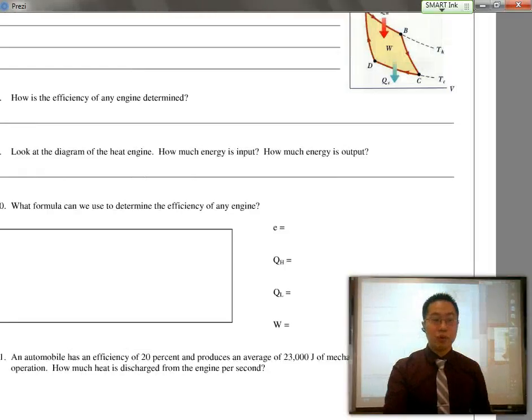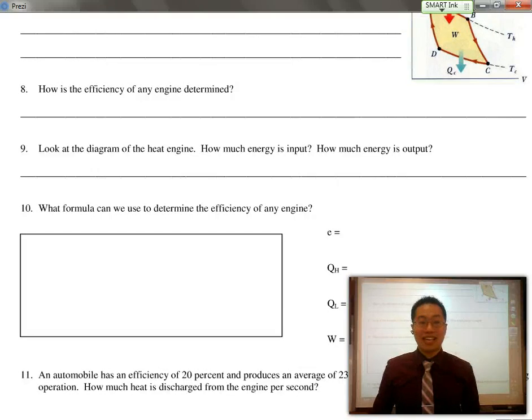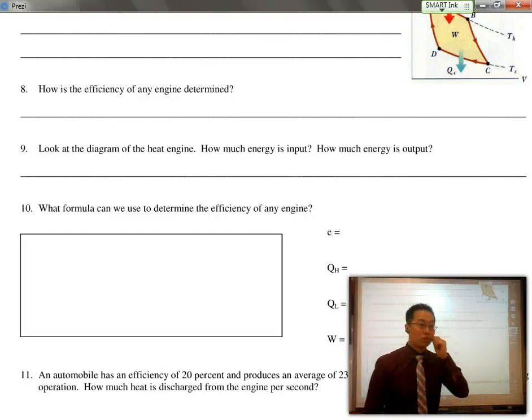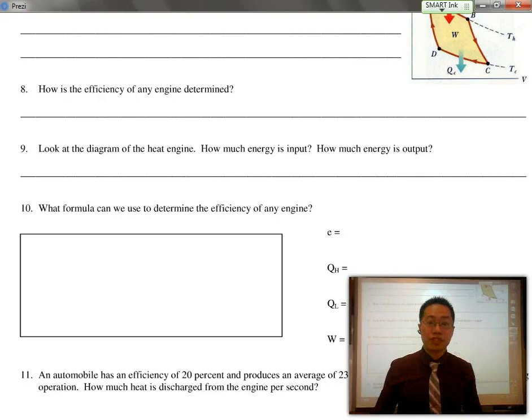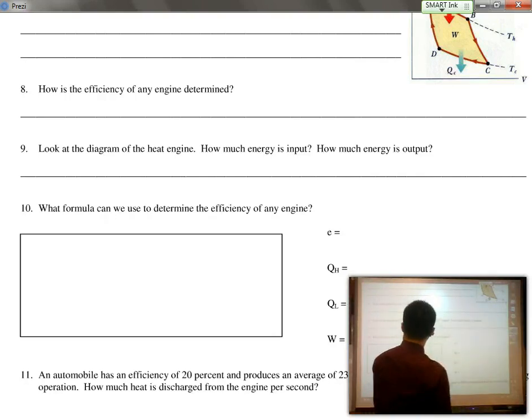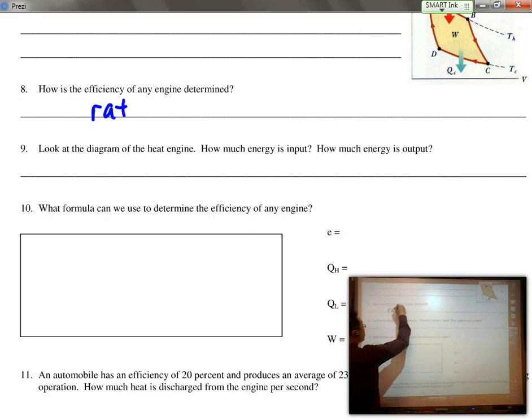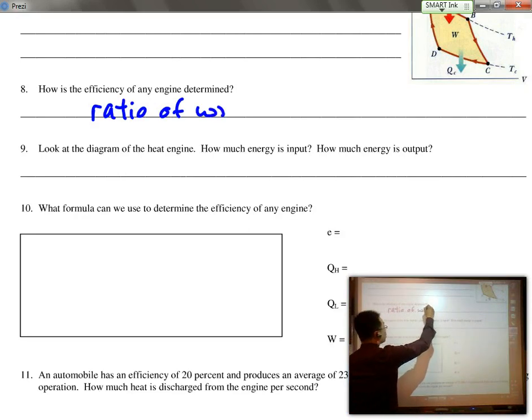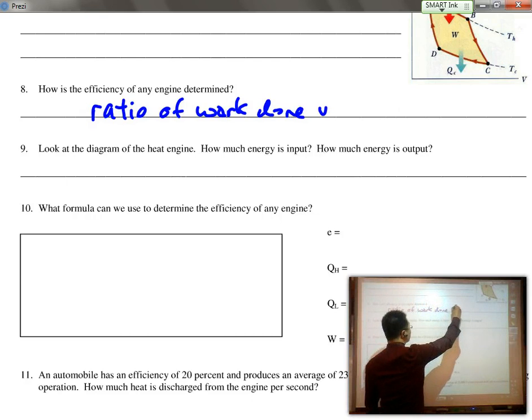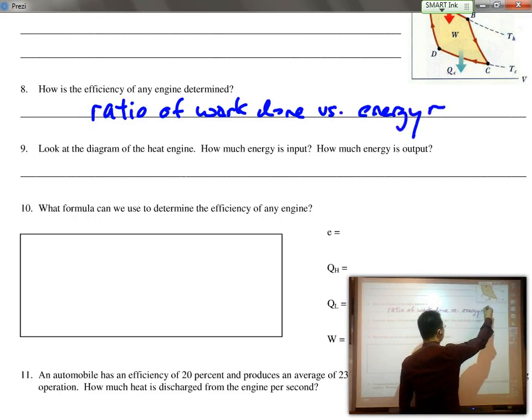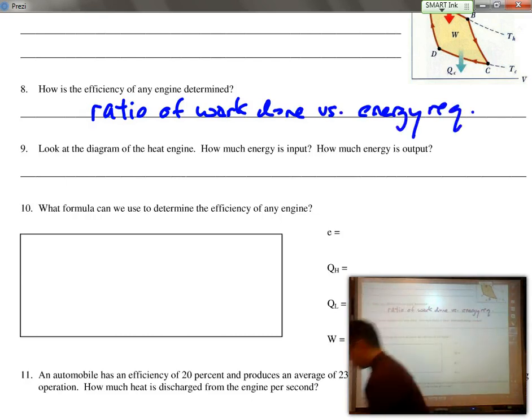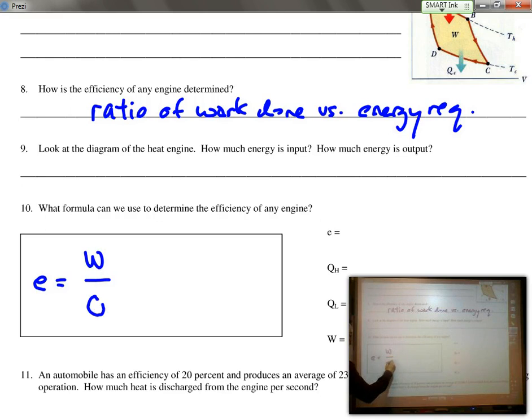Now, the fact is that most of our problems are actually going to be about heat engines themselves. So if we were to talk about determining the efficiency of any sort of heat engine, then it's really going to be a ratio of the work done versus the energy required. So formula-wise, efficiency is just equal to work over the heat input, absolute value.